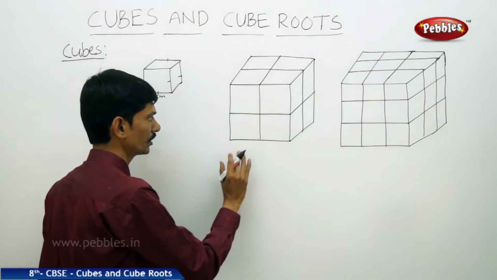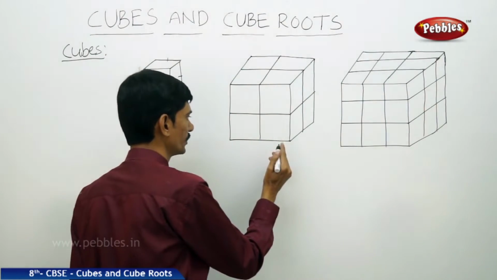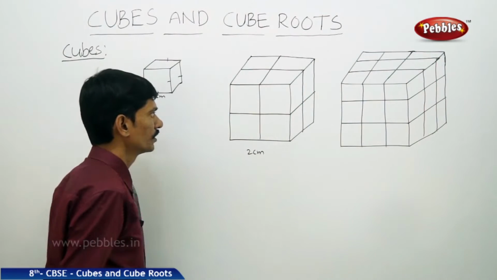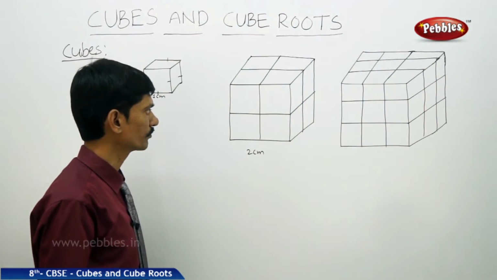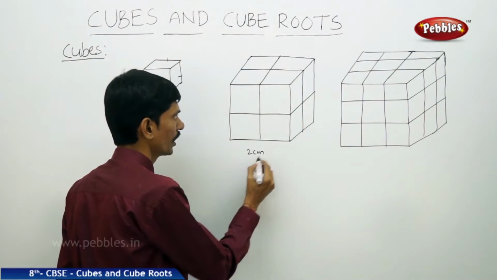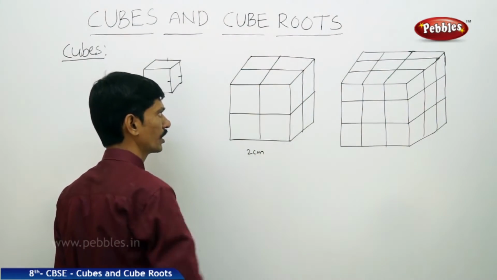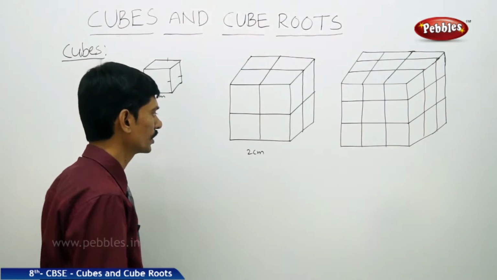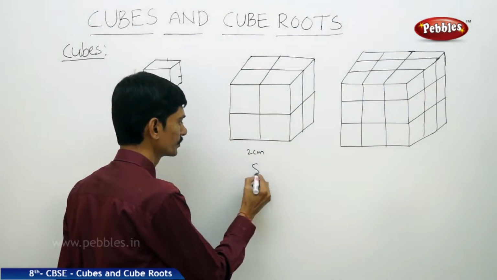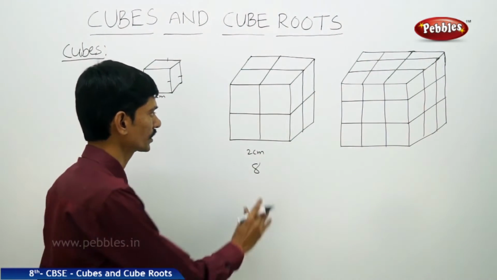Now let us take the second cube whose side is 2 centimeters. In this cube, how many cubes are there whose side is 1 centimeter? Along length there are 2 cubes, along width there are 2 cubes, and along height also there are 2 cubes. So there are totally 2 into 2 into 2, which is 8 cubes whose side is 1 centimeter in the second figure.